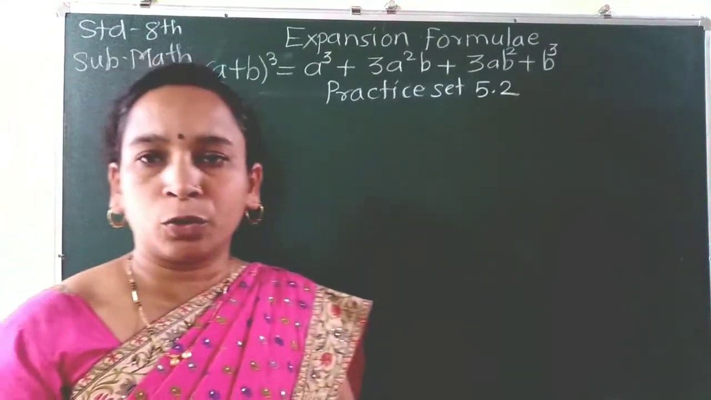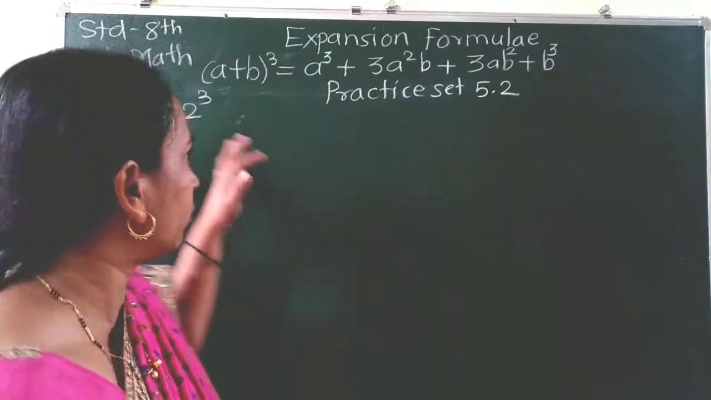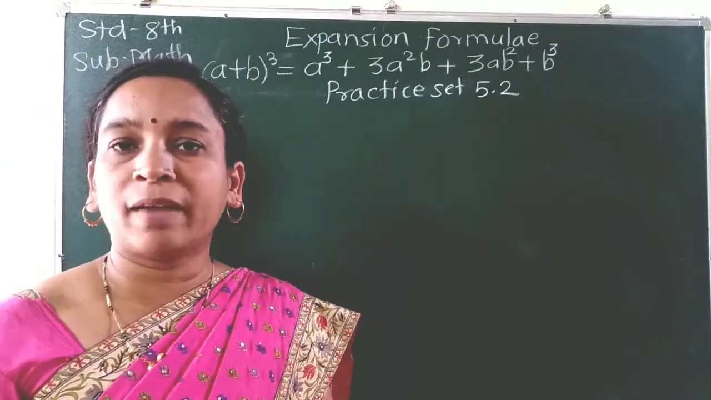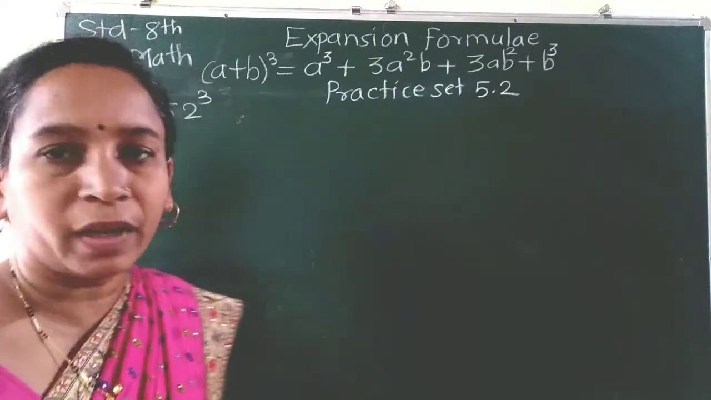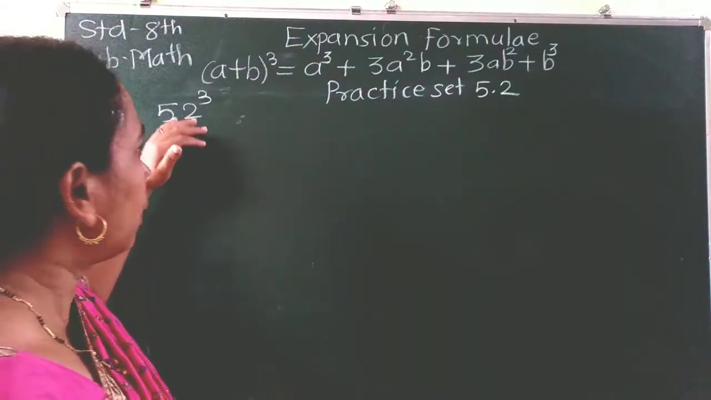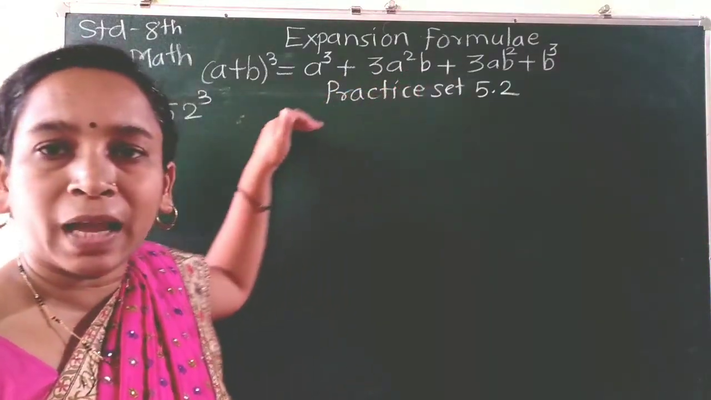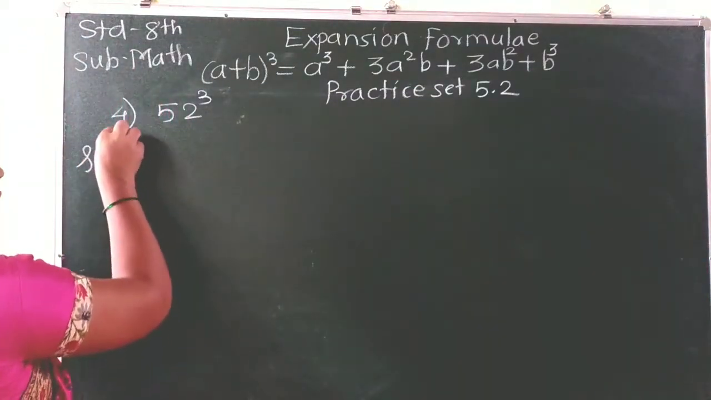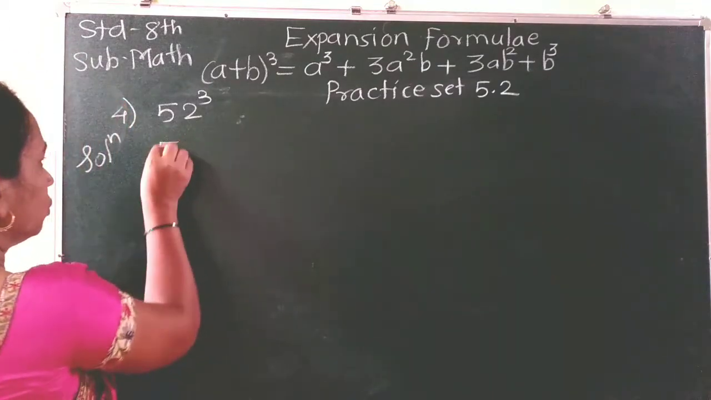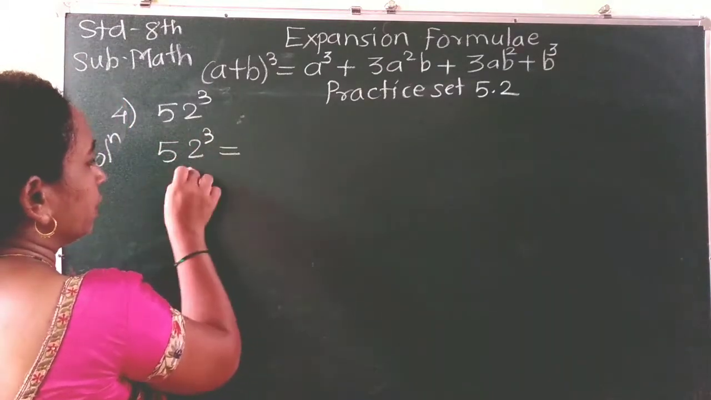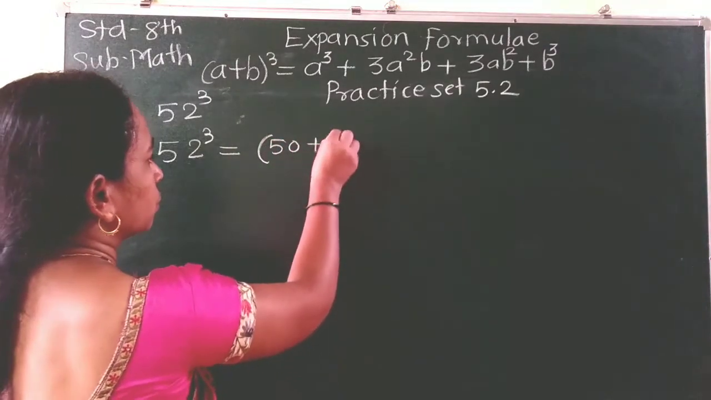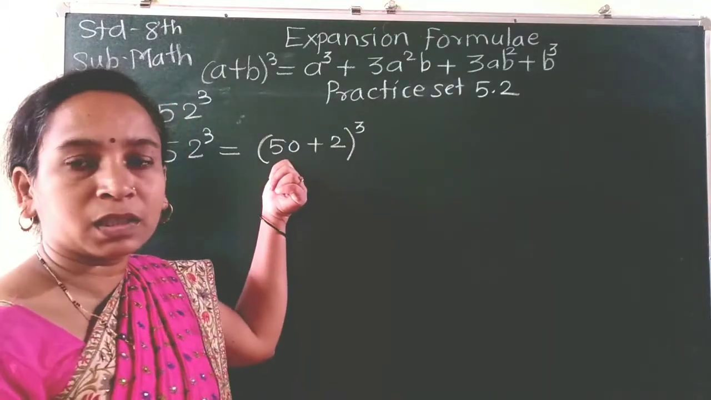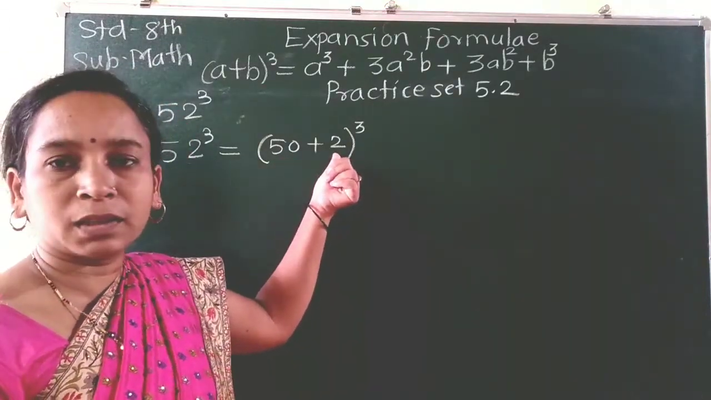Example, instead of a binomial, they have given a number and we have to find out the cube of this. We know the simple method: multiply 52 three times and then get the cube of this 52. But how can this expansion formula help me find the cube of this 52? So I will convert 52 into two terms. 52 means nothing but 50 plus 2, and its cube I have to find out. Now I have two terms. a's value I consider as 50, b's value I will consider as 2.